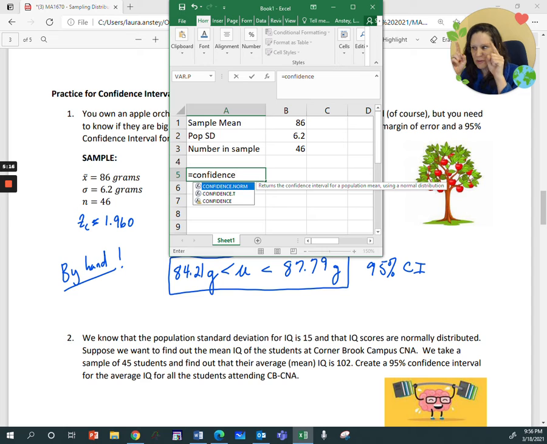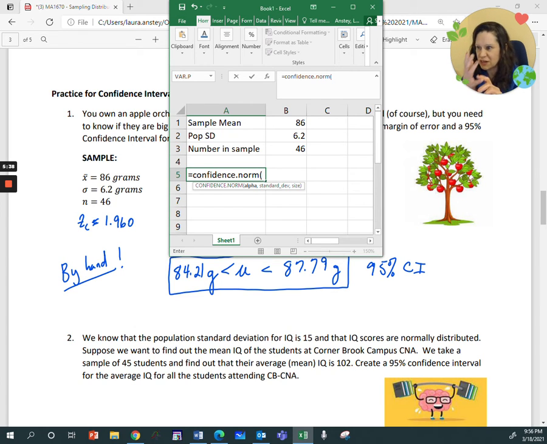Because we are dealing with the population standard deviation, that's what I want. Other books, other people might say if the sample size is greater than this, I don't care about that. If we know the population standard deviation, we're going to use the normal distribution, which is dot NORM. Of course, we always need a bracket. It tells us we need alpha, standard deviation, and the size.